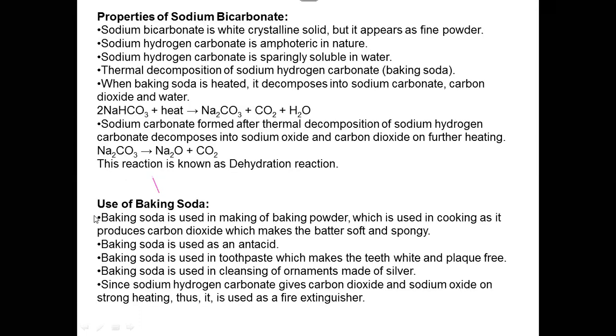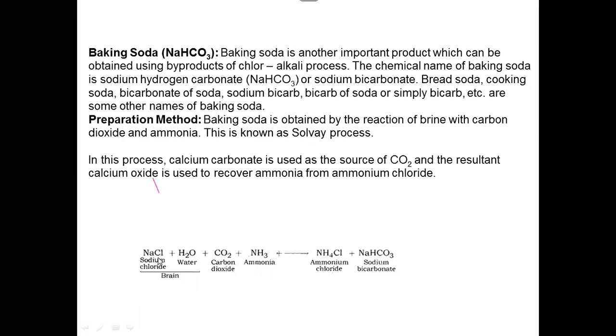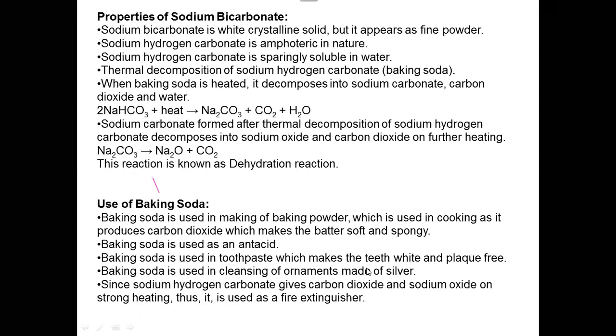We will consider the reaction. Here NaCl in water is a brine. When mixed with CO2 and NH3, we get NH4Cl, and NaHCO3, which is sodium bicarbonate. This is baking soda. Then properties of this sodium bicarbonate: it is a crystalline solid, a fine powder.